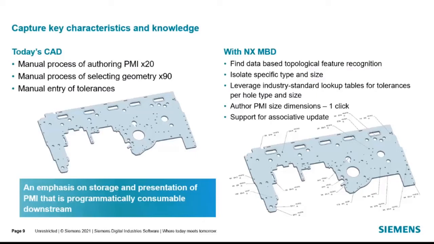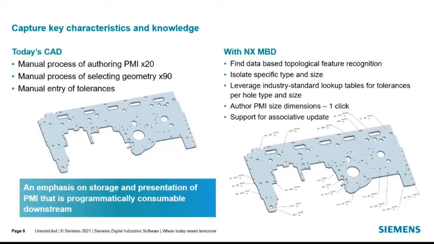So with NX model-based definition, a rule can be used to locate all the holes on the part. The NX model-based definition solution leverages topological feature recognition, as I mentioned, so you can quickly identify and capture specific hole types and sizes. The rules can also be used to access industry standard lookup tables for tolerances per hole type and size. And authoring the PMI size dimensions for all the holes in the part using a rule takes really only a few short steps.